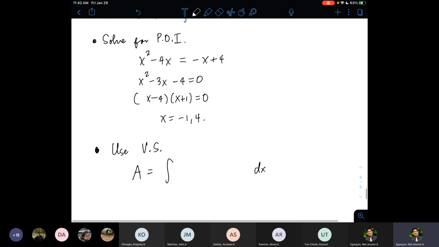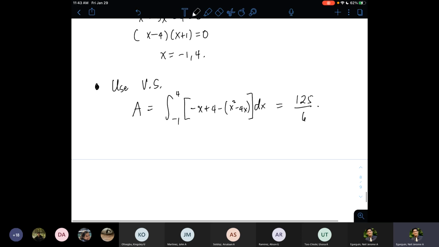So those would be my boundaries, negative 1 to 4 of the top function, which is the line, negative x plus 4, minus the parabola, which is the lower function, that's x squared minus 4x. So be careful with the grouping symbols here. You want the entire lower function to be the subtrahend. So minus, then grouping symbol, put the expression for the second function, right? So be careful with the grouping symbols there. And when you perform the integration here, you should get 125 over 6, right?